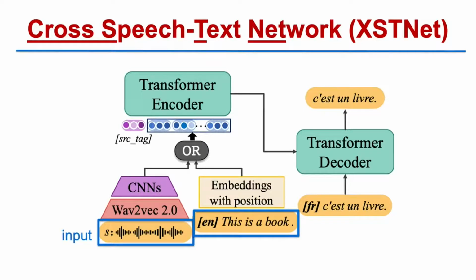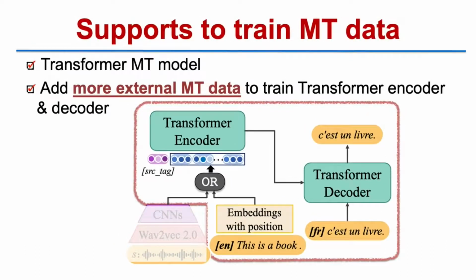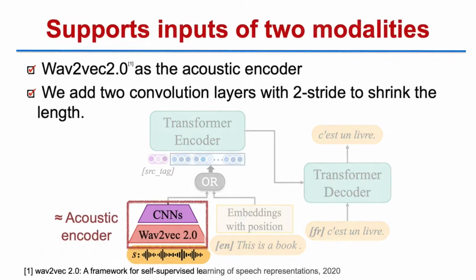The model can accept either audio input or text input with a classic transformer module shared for both modalities. The green part of the model is a transformer model, and intuitively, we can add more external MT data to train the shared transformer encoder and decoder. Moving to the part that is specially designed for the audio input, we use a self-supervised pre-trained wave-to-vector-2 model and two convolution layers as the acoustic encoder.